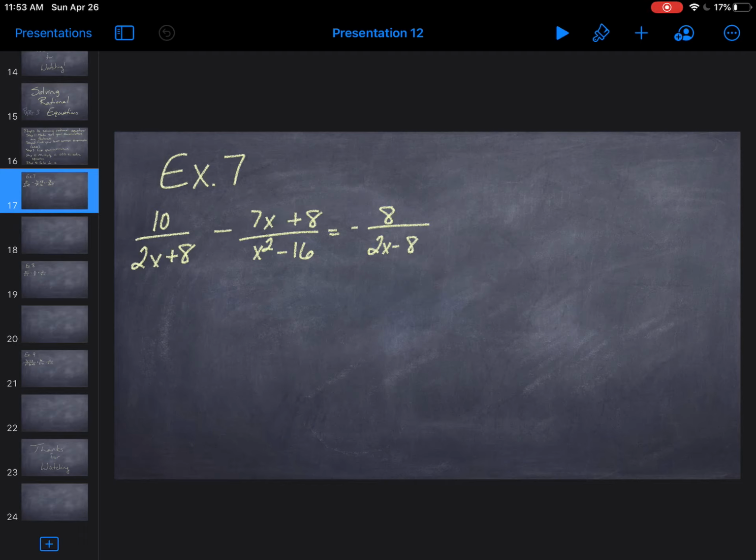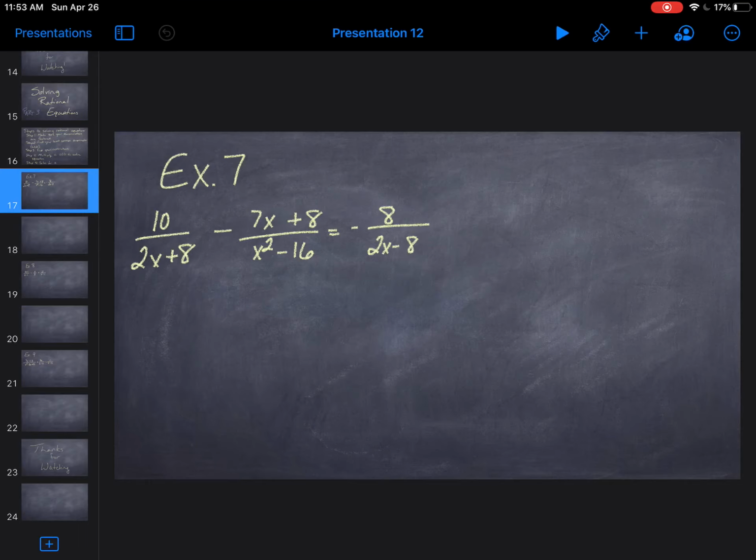Let's take a look at example 7. For example 7, I have 10 all divided by 2x plus 8, minus 7x plus 8 all divided by x squared minus 16, equals a negative 8 divided by 2x minus 8. My first step says to factor my denominators.